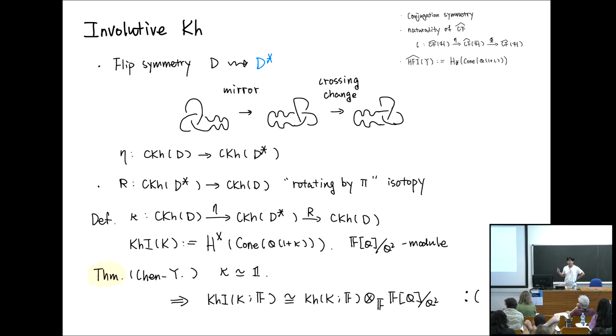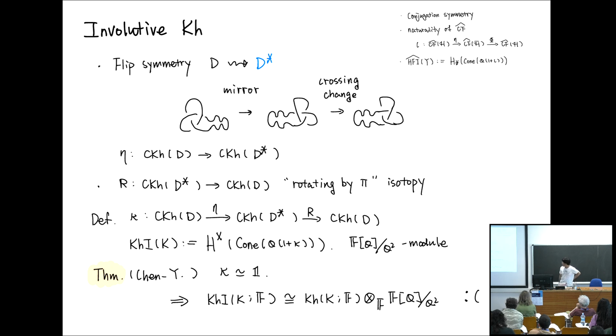Can you say again, what is the definition? It's the cone of what? It's the cone of Q times 1 plus kappa, where kappa is the map defined above. Q is just some formal variable that squares to 0. What is F? Sorry, which F? The field F2. Yeah, I forgot to say, I'll just work over F2 for the whole talk. Yes. Any other questions?